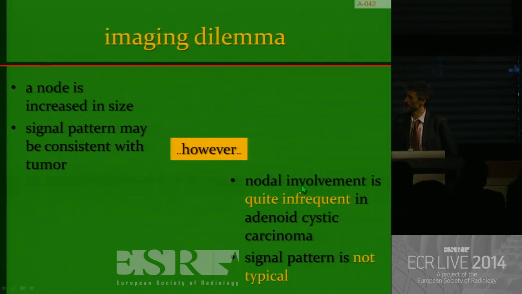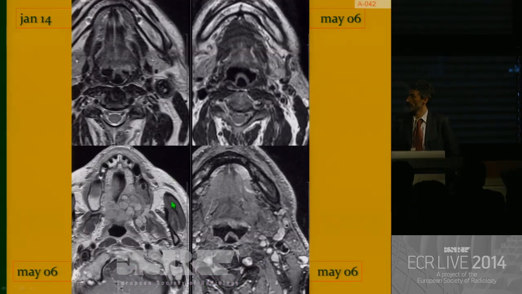But on the other side, we must know that nodal involvement is quite infrequent in adenoid cystic carcinoma, and the signal pattern, though consistent, is not typical. So how can we solve this imaging dilemma? Simply by scrolling not only the last follow-up scan, but going back to the first MR scan when the tumor was there, before surgery. You can see very well that the lymph node was already there. It was smaller, but the signal appearance was quite similar. So this cannot be tumor. This actually turned out to be reactivation of tuberculosis.